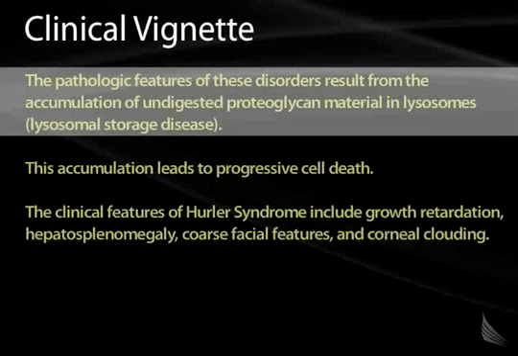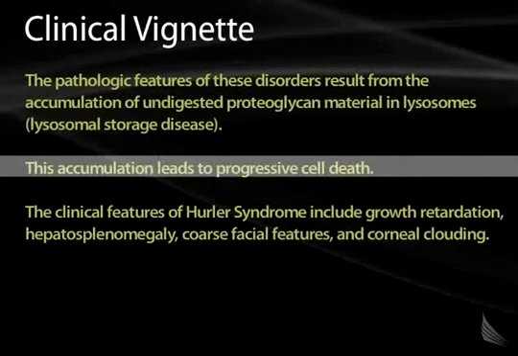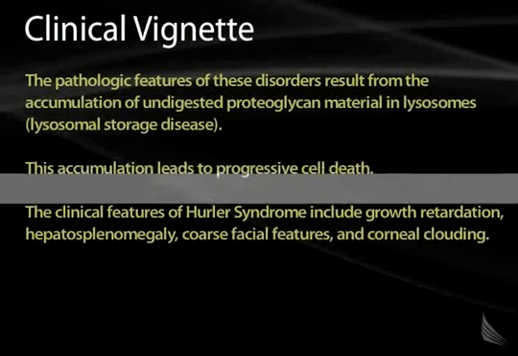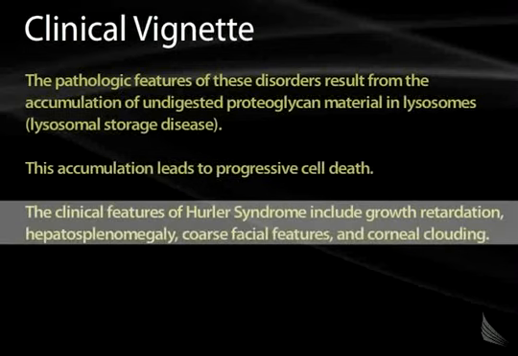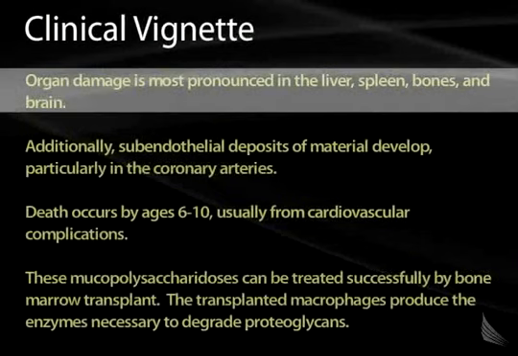And like most of the lysosomal storage diseases, the accumulation of this material in lysosomes leads to progressive cell death. The specific clinical features of Hurler syndrome include growth retardation, hepatosplenomegaly, coarse facial features, and corneal clouding, as we described before. The organ damage in these particular diseases is most pronounced in the liver and spleen, as it was in this patient, in the bones, and in the brain, which causes the neurologic findings that we saw in this patient.